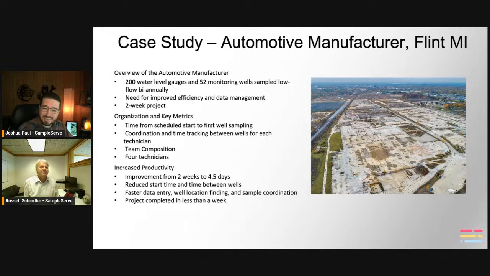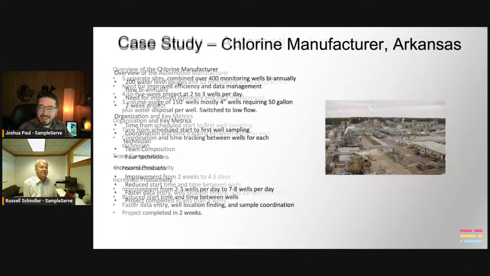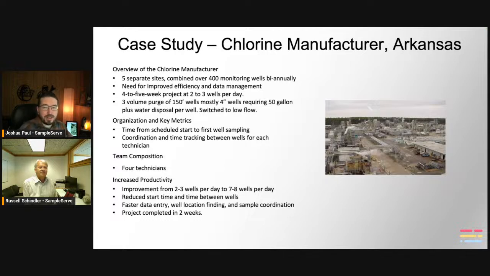Nice. And the last one here, a chlorine manufacturer in Arkansas. Yeah, this was a very interesting case. They were doing biannual sampling, and it would take them over a month. One of the big efficiencies is that they were doing 3-volume purge. A lot of these wells were deep wells, and they're 4-inch wells.